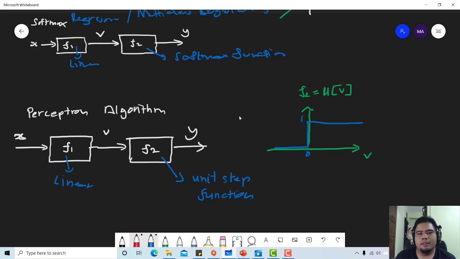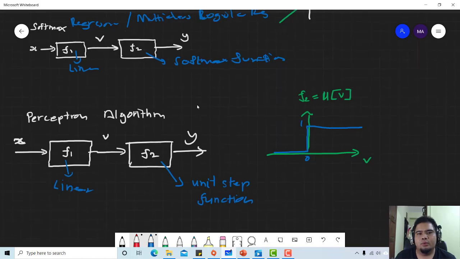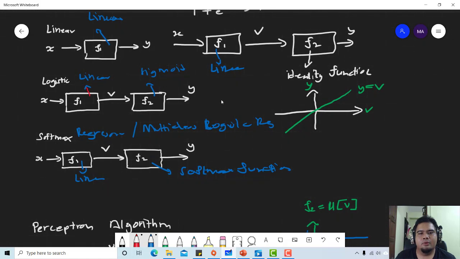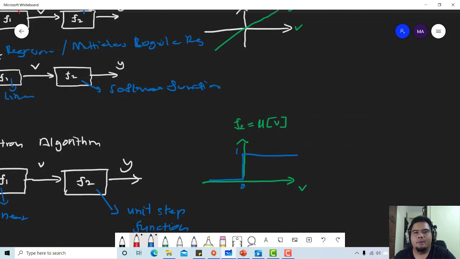So that's why they try to improve this perceptron algorithm. Instead of using a unit step function at this f2, they change it into a sigmoid function. So how does the sigmoid function look? If you remember the sigmoid, this is how the sigmoid looks. Sigmoid is something like this.